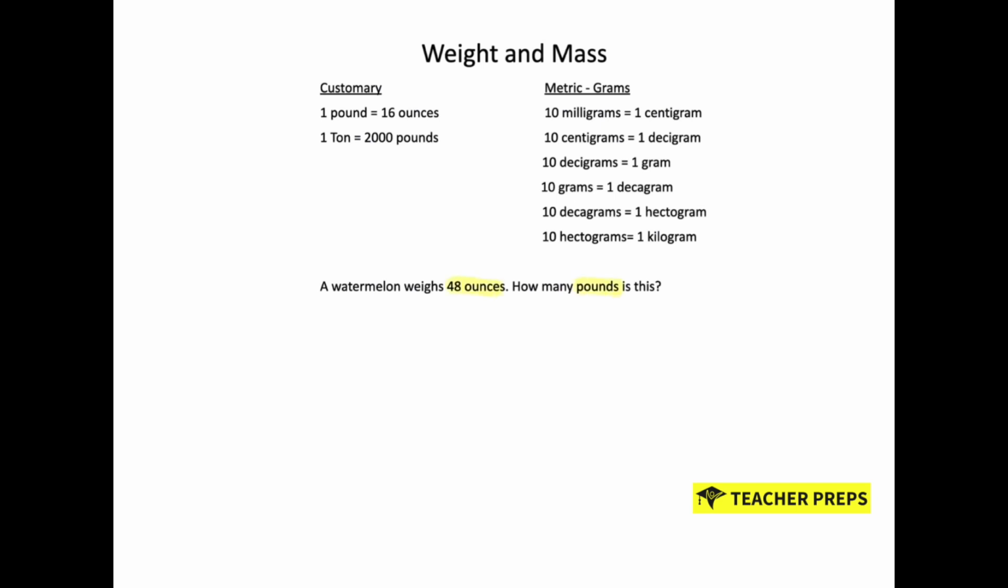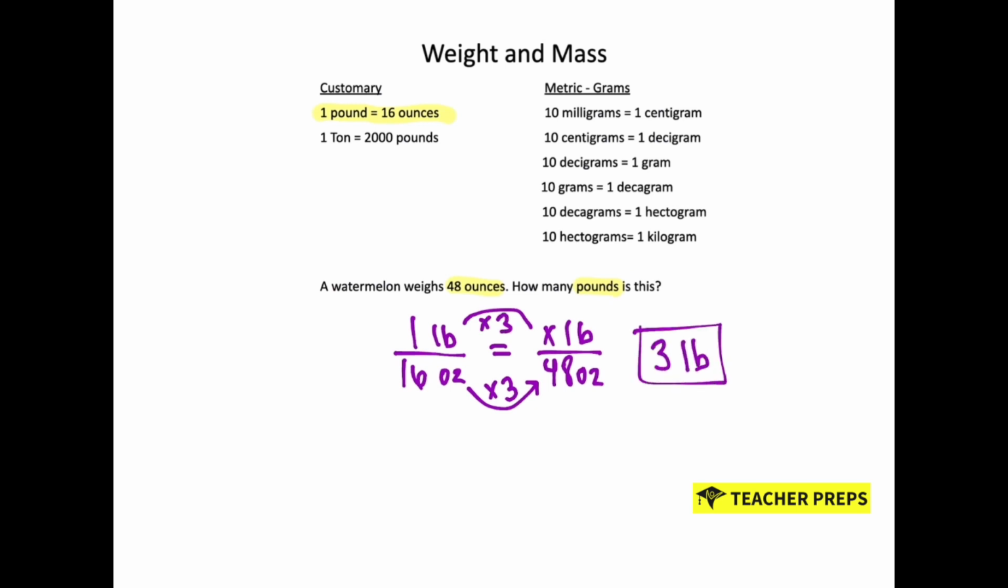The conversion for pounds to ounces is 1 pound equals 16 ounces. We need to set up a conversion. On the left side, we have 1 pound to 16 ounces. And on the right side, we have x pounds over 48 ounces. How do you get from 16 to 48? You times by 3, so we must take 1 times 3. 1 times 3 is 3, so we know that 48 ounces is the same as 3 pounds.